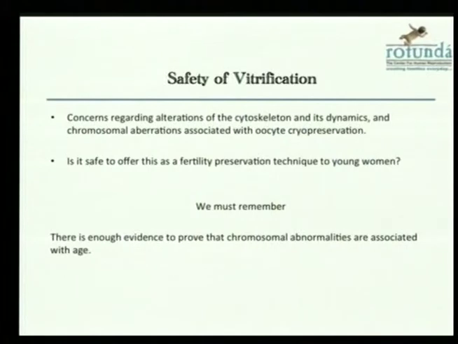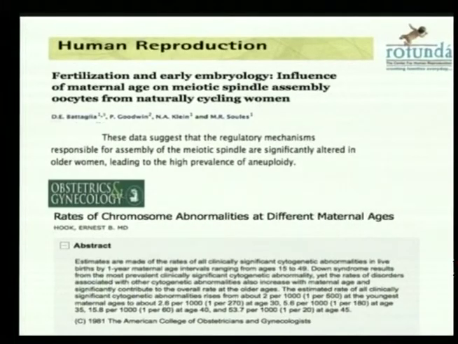And scientists, patients, and everyone is asking the question, is it safe to offer this as a fertility preservation technique to young women? I think before answering this question, we must remember one very important fact. There is enough evidence to prove that chromosomal abnormalities are associated with age. And it is a dramatic correlation. We now know through PGS that at 40 years of age, we have almost 75% of embryos that have chromosomal abnormalities.